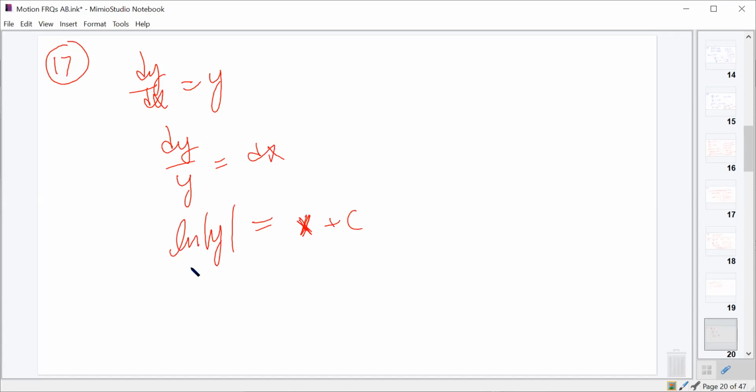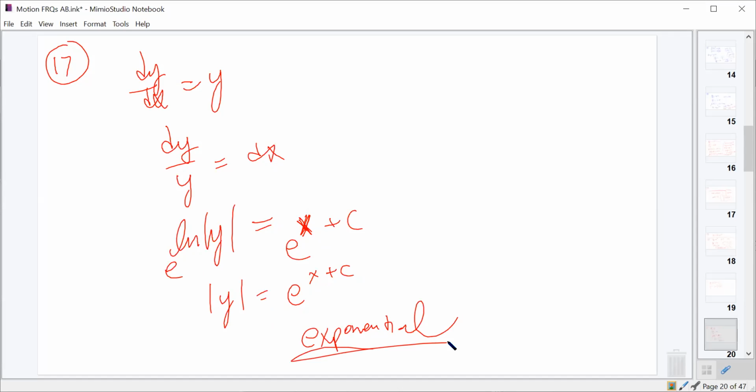plus some constant. Raise this to a power. E to the absolute value of y equals e to the x plus c, or if you want, a constant times e to the x. Those are clearly exponential curves. Any questions there on 17?